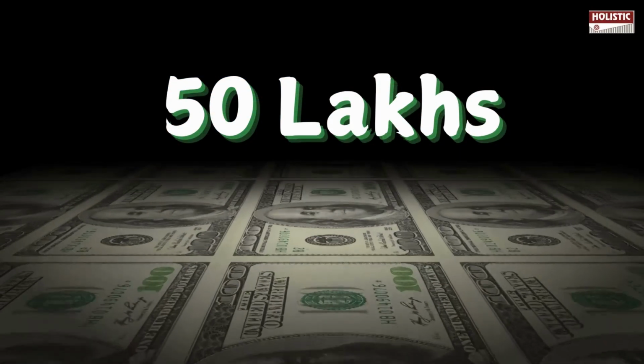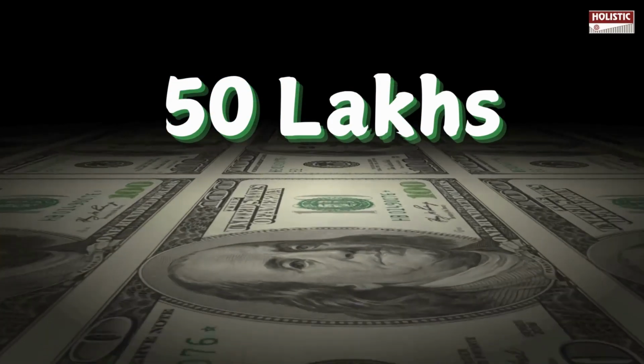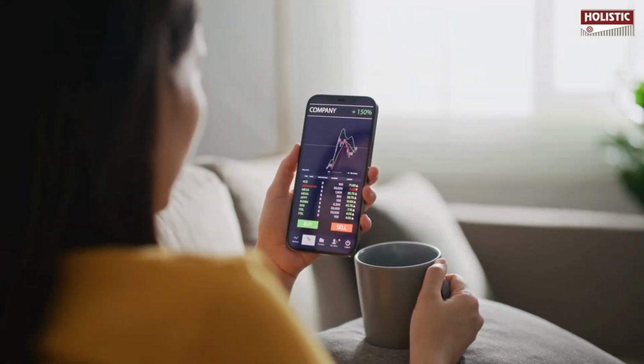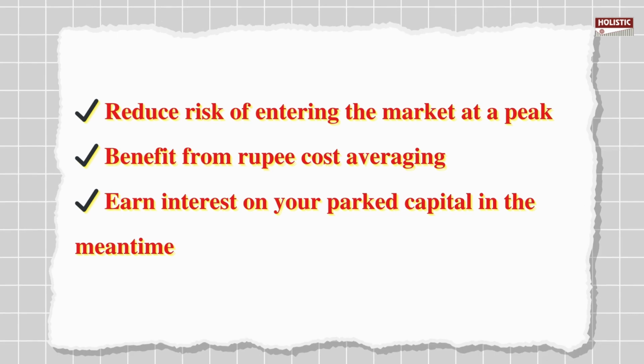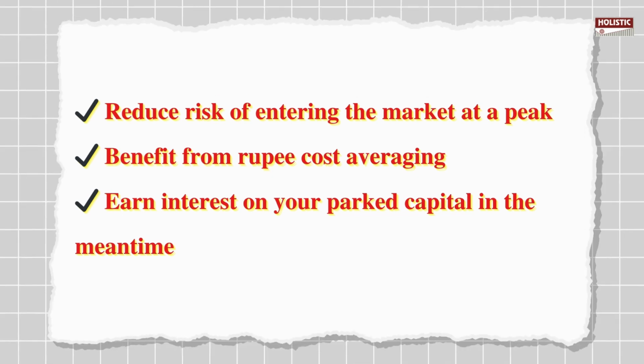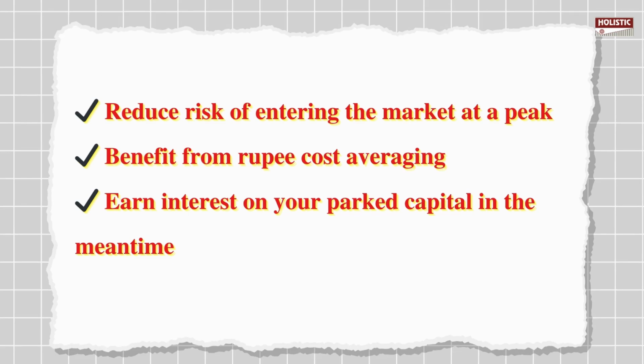So imagine this, you have received 50 lakhs and you're ready to invest in mutual funds, but you don't want to time the market wrong. So a systematic transfer plan allows you to park your money first in a low risk fund like a liquid fund and then transfer it gradually to an equity mutual fund over time. Think of it like a SIP in reverse. Instead of putting money in from your bank account each month, you transfer from your parked funds into equity regularly, say every week or every month. This way, you reduce risk of entering the market at a peak, benefit from rupee cost averaging, and earn interest on your parked capital in the meantime.